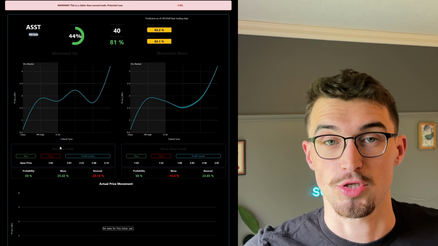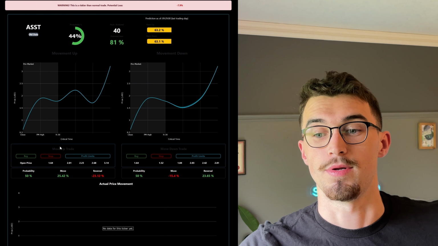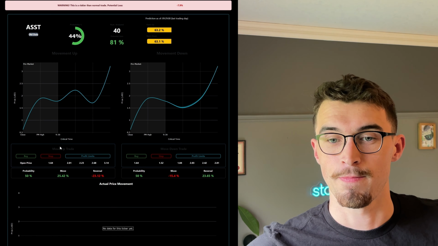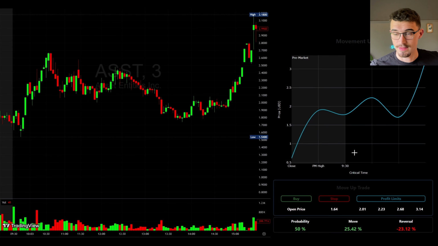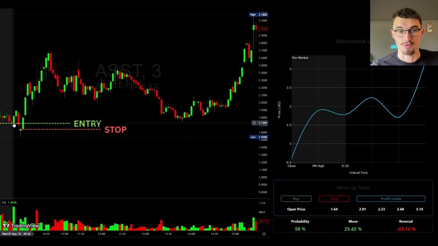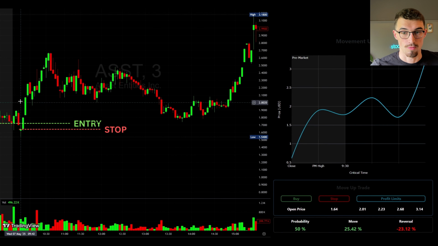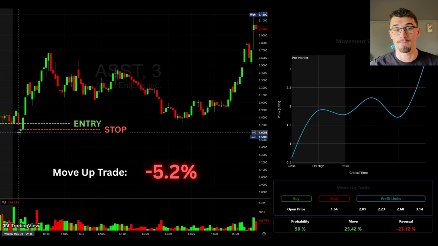Because the move up trade is buying directly at market open and then following through, it would happen before the move down trade. In this case, you buy it right at market open and you have your stop loss at 164. Profit 1 is at 201. So 201 is up here, but before that it came down to 154. So it would have stopped out on the move up trade. You would have had a negative 5% return.